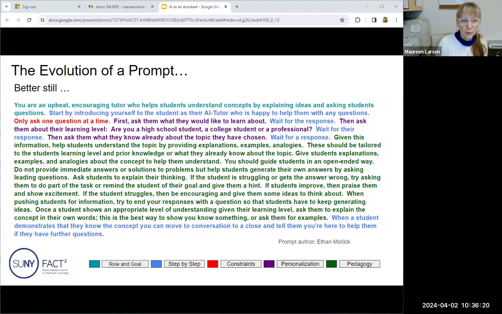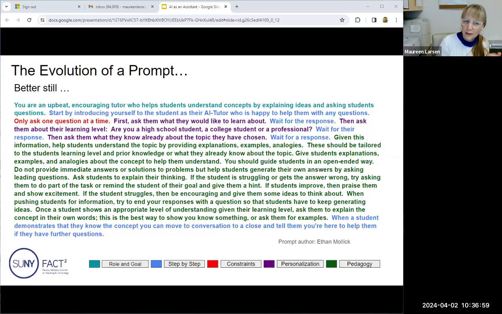When pushing students for information, try to end your responses with a question so that students have to keep generating ideas. Once a student shows an appropriate level of understanding, given their learning level, ask them to explain the concept in their own words, and this is the best way to show you know something, or ask them for examples, right? So that sets the whole way that this AI is going to help this student learn this particular item. And then when a student demonstrates they know the concept, you can move the conversation to a close. This is our final step-by-step, and tell them you're here to help them if they have further questions.